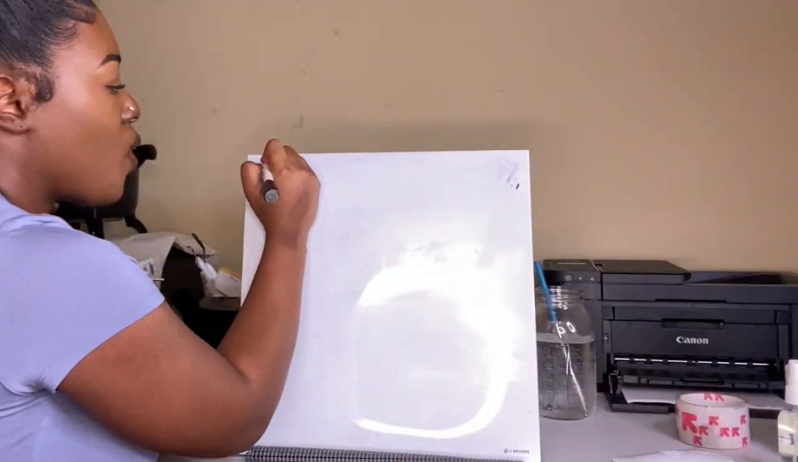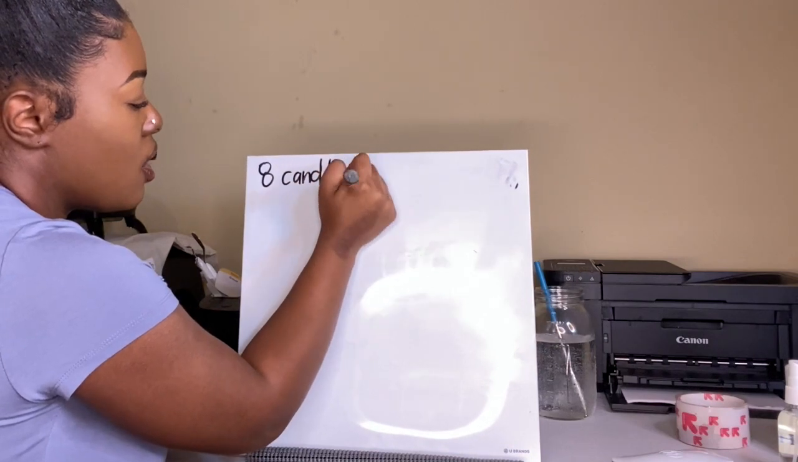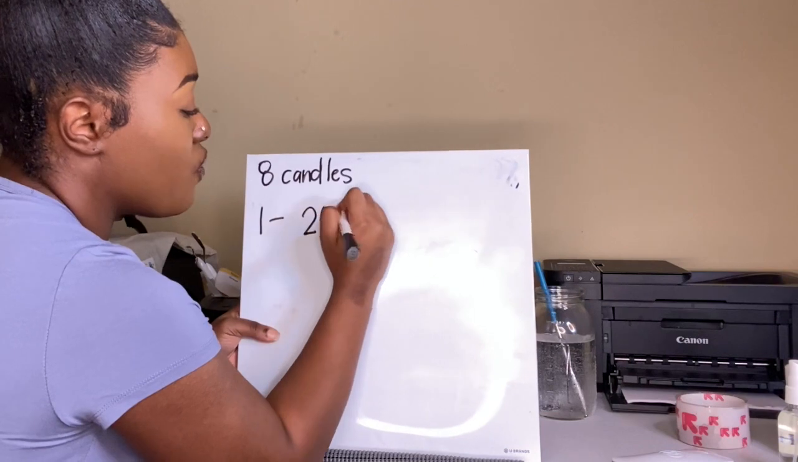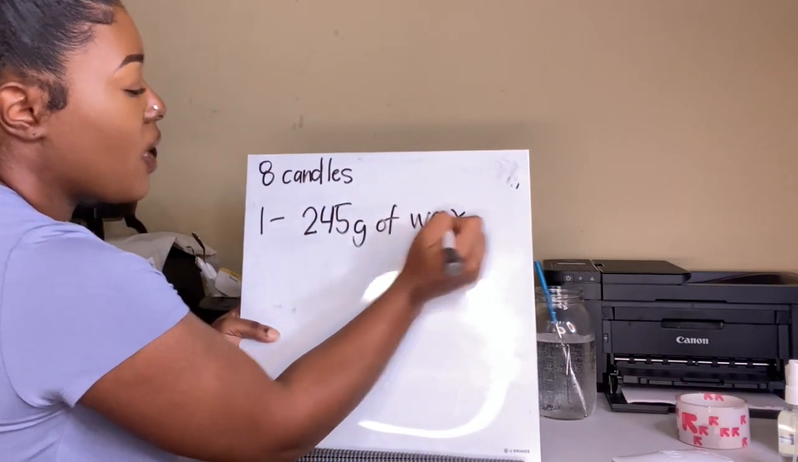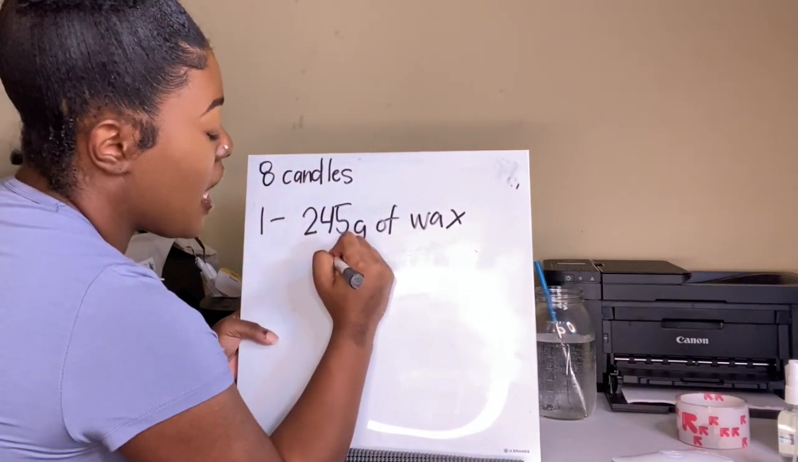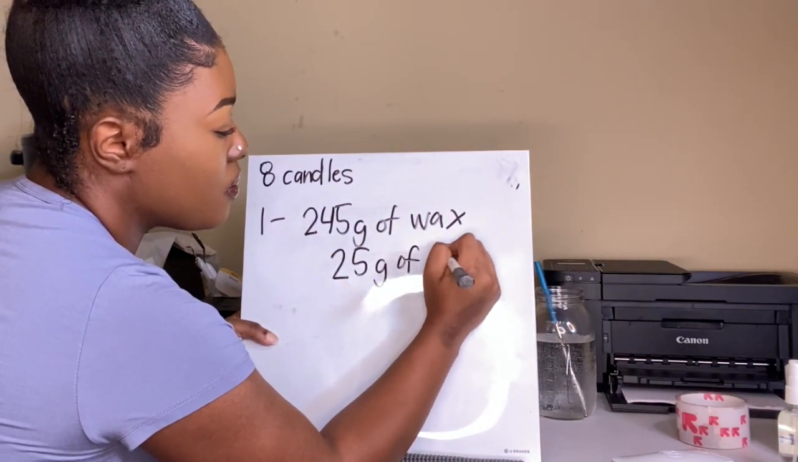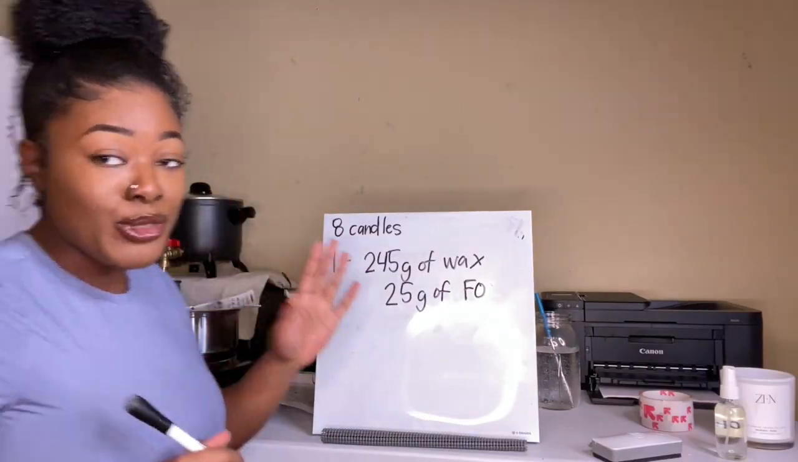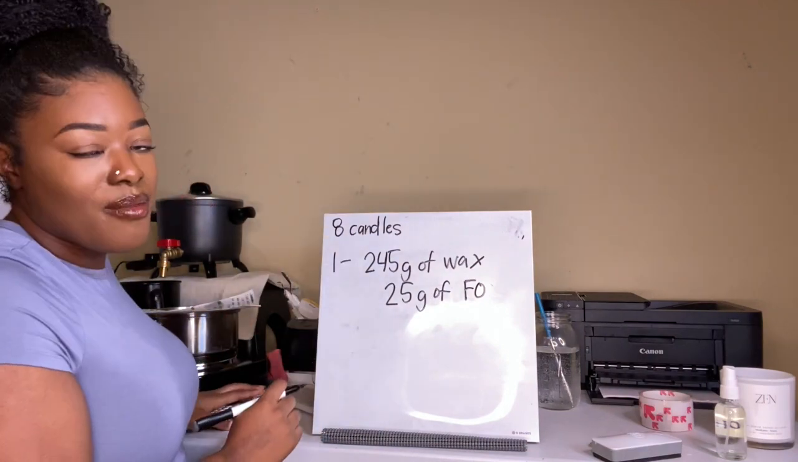All right, so you're wanting to make 8 candles. But for 1 candle, we know it's gonna take 245 grams of wax. And for 1 candle, it's gonna take 25 grams of fragrance oil. So all you're gonna do is, I promise you guys, it's super, super simple. What you're gonna do is take each number and multiply it by 8.